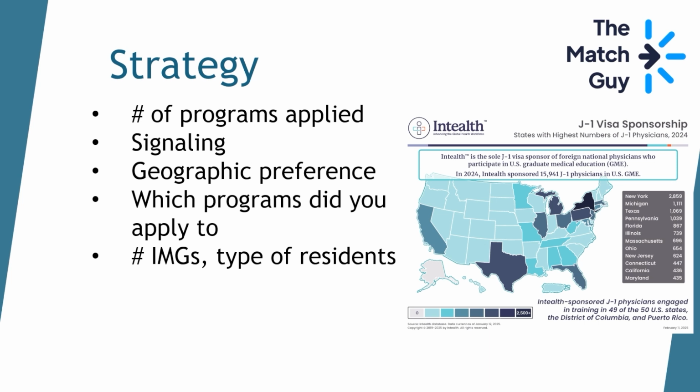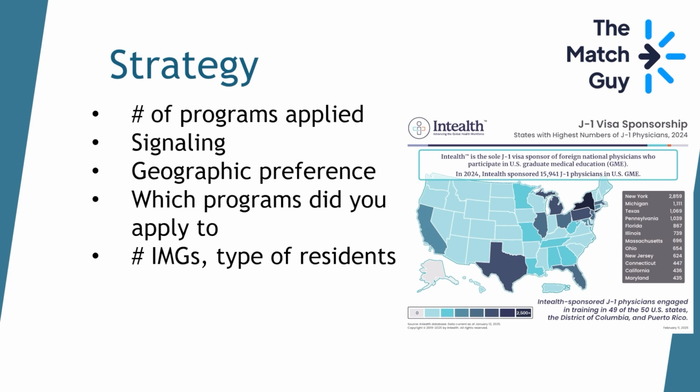Now let's talk about strategy, because that might be one of the most important reasons why people do not match, because they had an incorrect or not ideal match strategy. So what is an ideal match strategy? Let's start with the number of programs you applied to. And unfortunately, there is no magic number. I wish you can just put this data that you have in an algorithm and it just pops out a number of programs you should apply to. There is no magic number. If somebody has lower step scores or an attempt, they definitely need to apply to more programs than an average applicant.